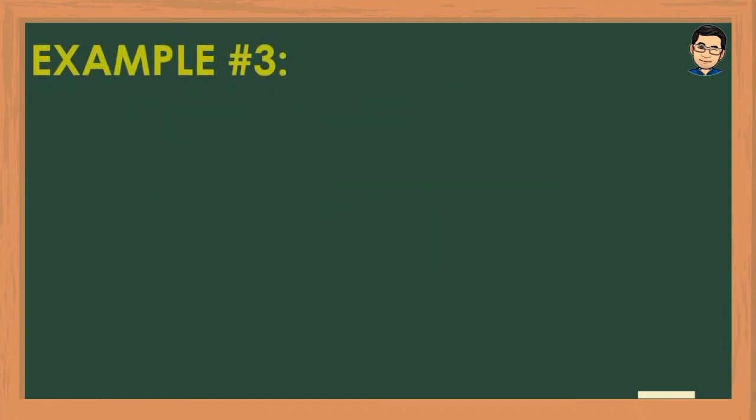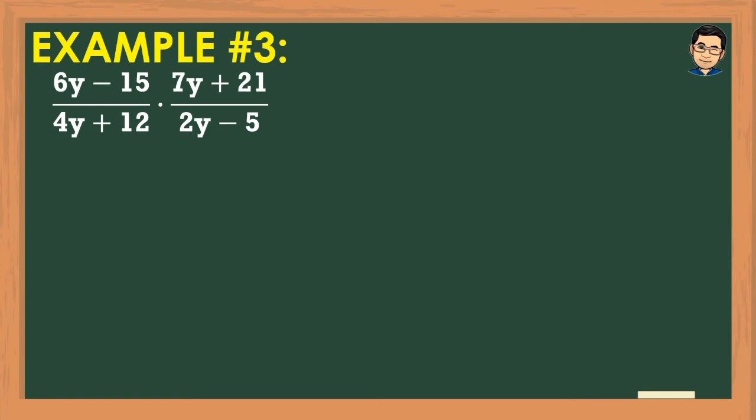So let's have number 3. 6y minus 15 all over 4y plus 12 times 7y plus 21 all over 2y minus 5. So ang gagawin lang po natin dito is i-apply po natin yung greatest common monomial factor. So i-factor po natin yung pwedeng i-factor. Like for example, yung 6y minus 15, 4y plus 12, tsaka 7y plus 21. So para mas madali, ipakita ko siya sa inyo. So 6y minus 15 muna.